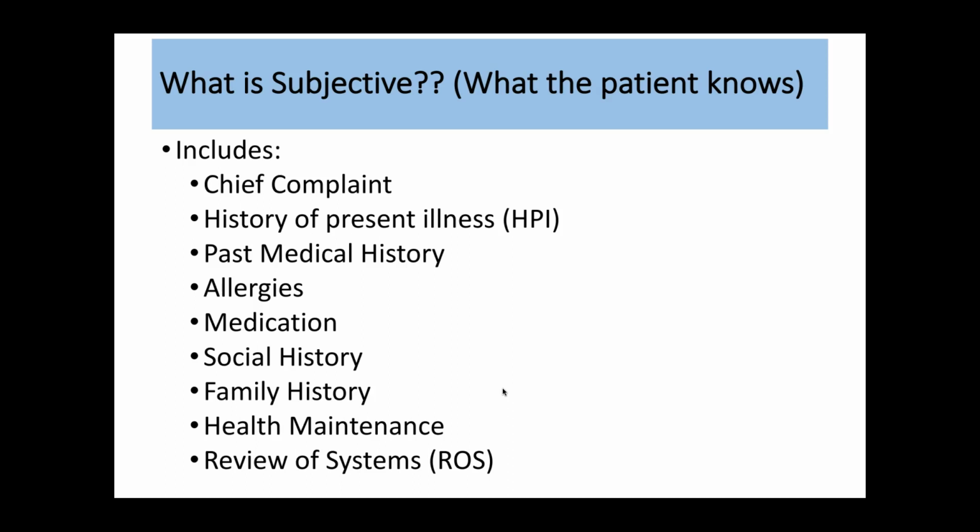This is what includes all of the subjective parts, what the patient knows. Make sure you put bullet points for your past medical history, allergies, meds, social history, family history, and health maintenance. Your review of systems should be organized also, but not necessarily in bullet points, but by systems.